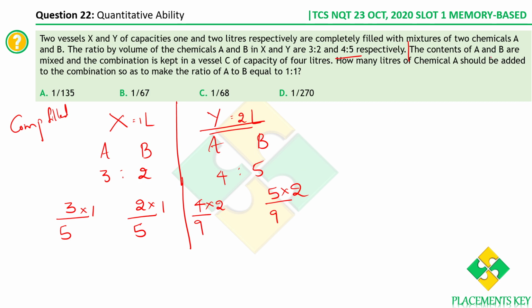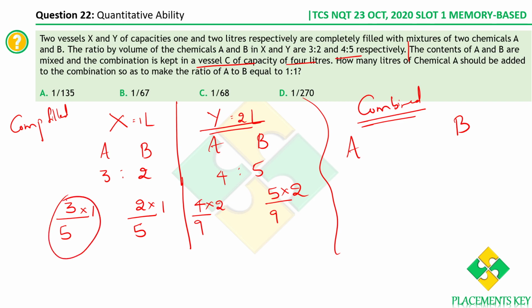What are they saying? These contents of A and B are mixed and combined, and the combination is kept in vessel C of capacity 4 liters. Now these are combined. What is the combined volume of A that you have, and what is the combined volume of B? For A, you've got 3/5 of a liter in the first vessel and 8/9 of a liter in the second vessel.